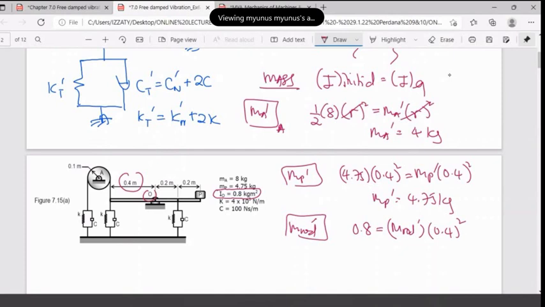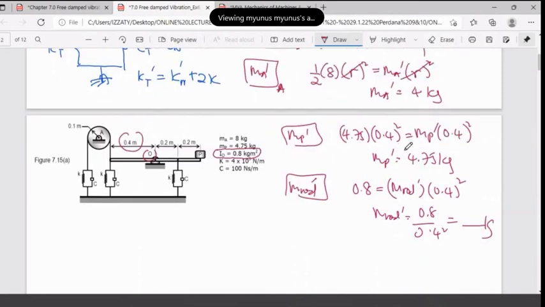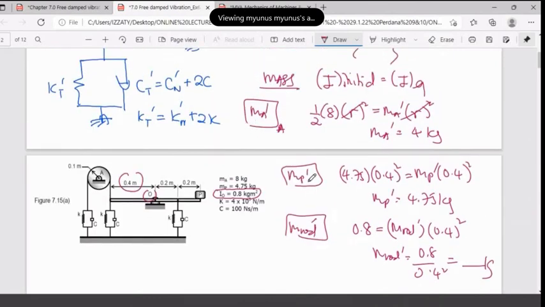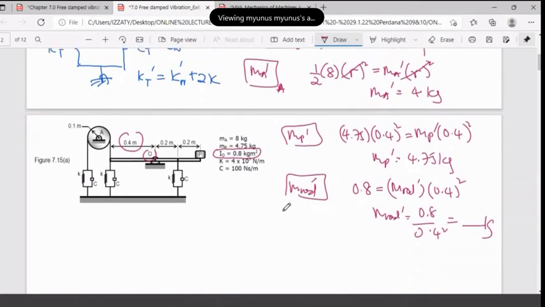Then you have M rod is equal to 0.8 divided by 0.4 power of 2. You will get the result in kg. I want to complete this one before we end our session. M is calculated, everyone. So you have to look for KT now.